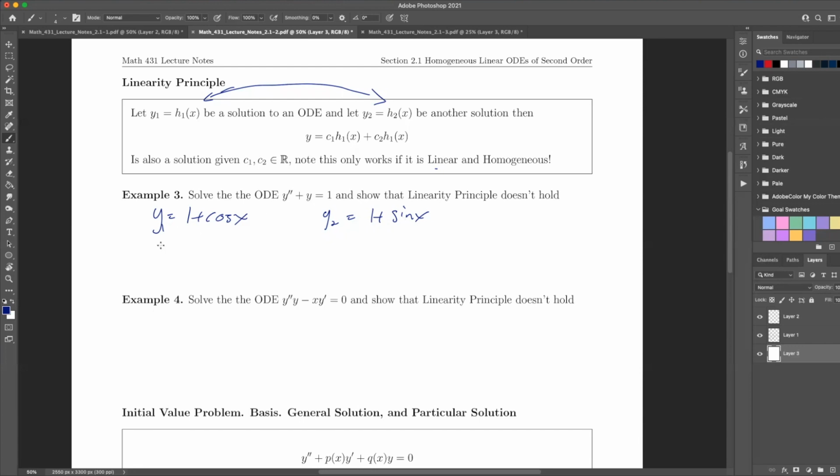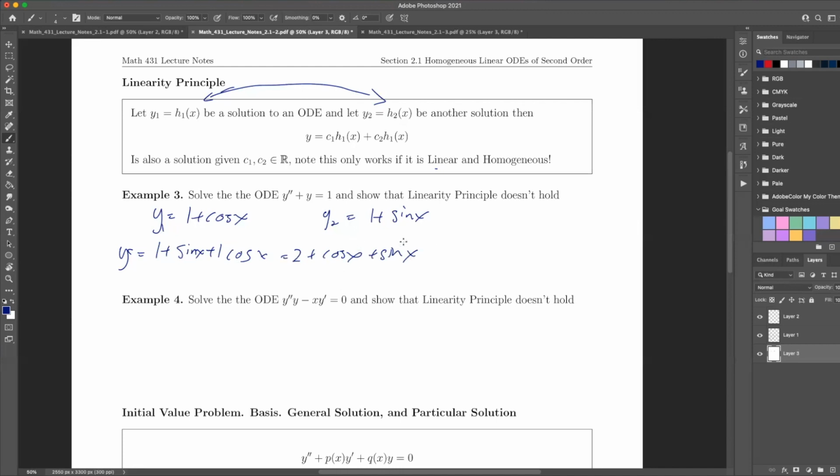So both of these work, but even if I just add these up, right? If I say y is equal to y1 plus y2, which is 1 plus sine of x plus 1 plus cosine of x. So I'm just adding them up, as simple as it can be. What do I have here? I have this is equal to 2 plus cosine x plus sine x.